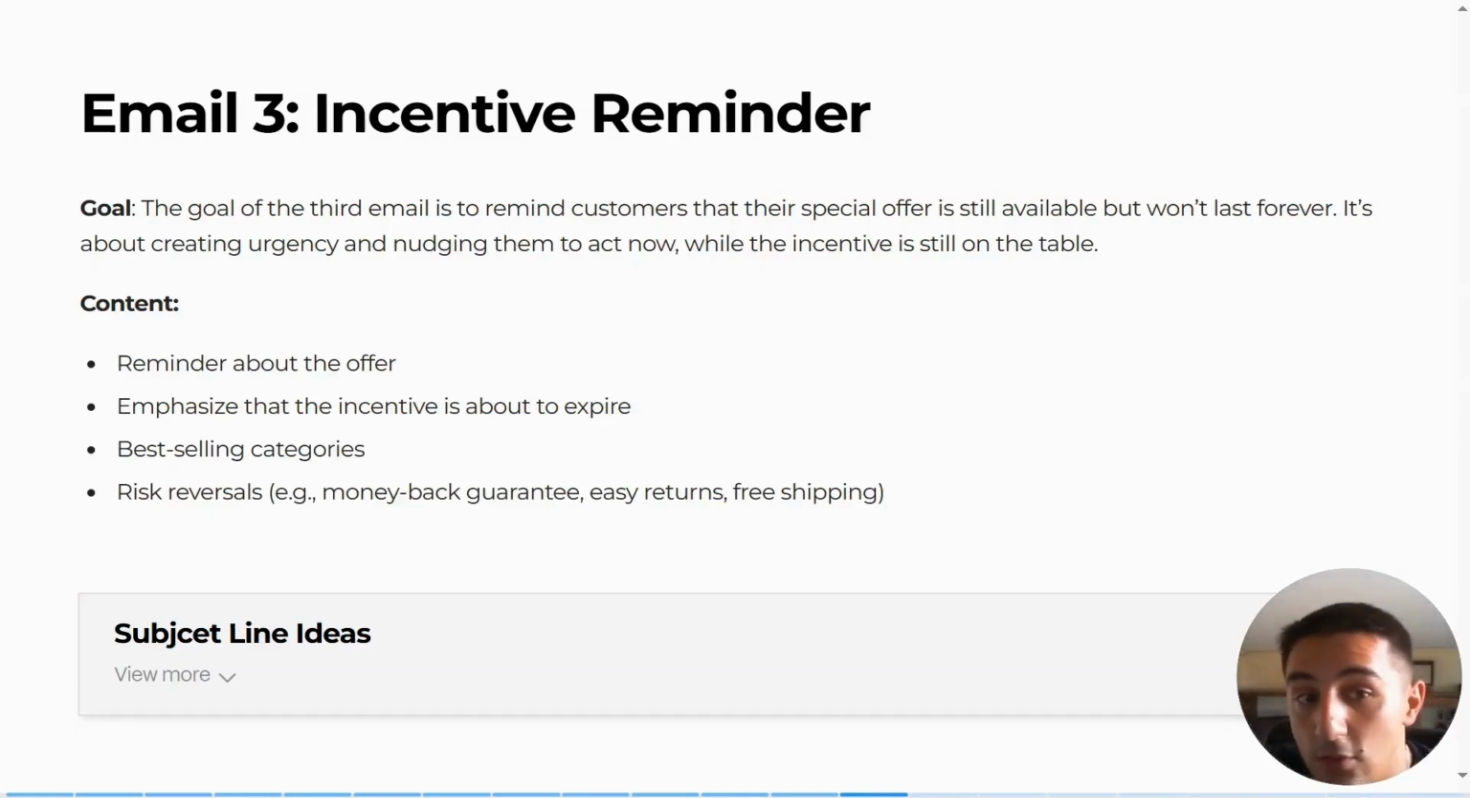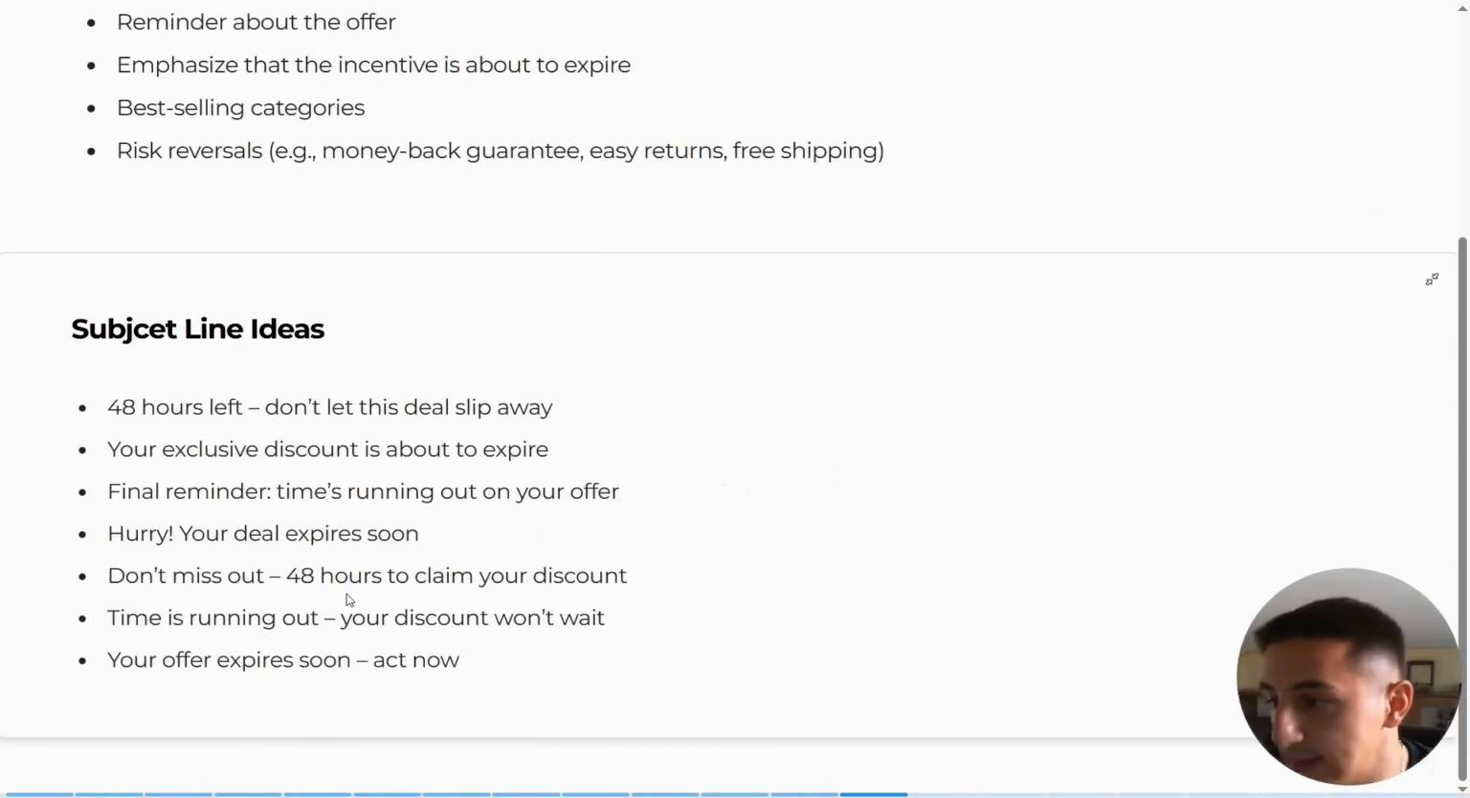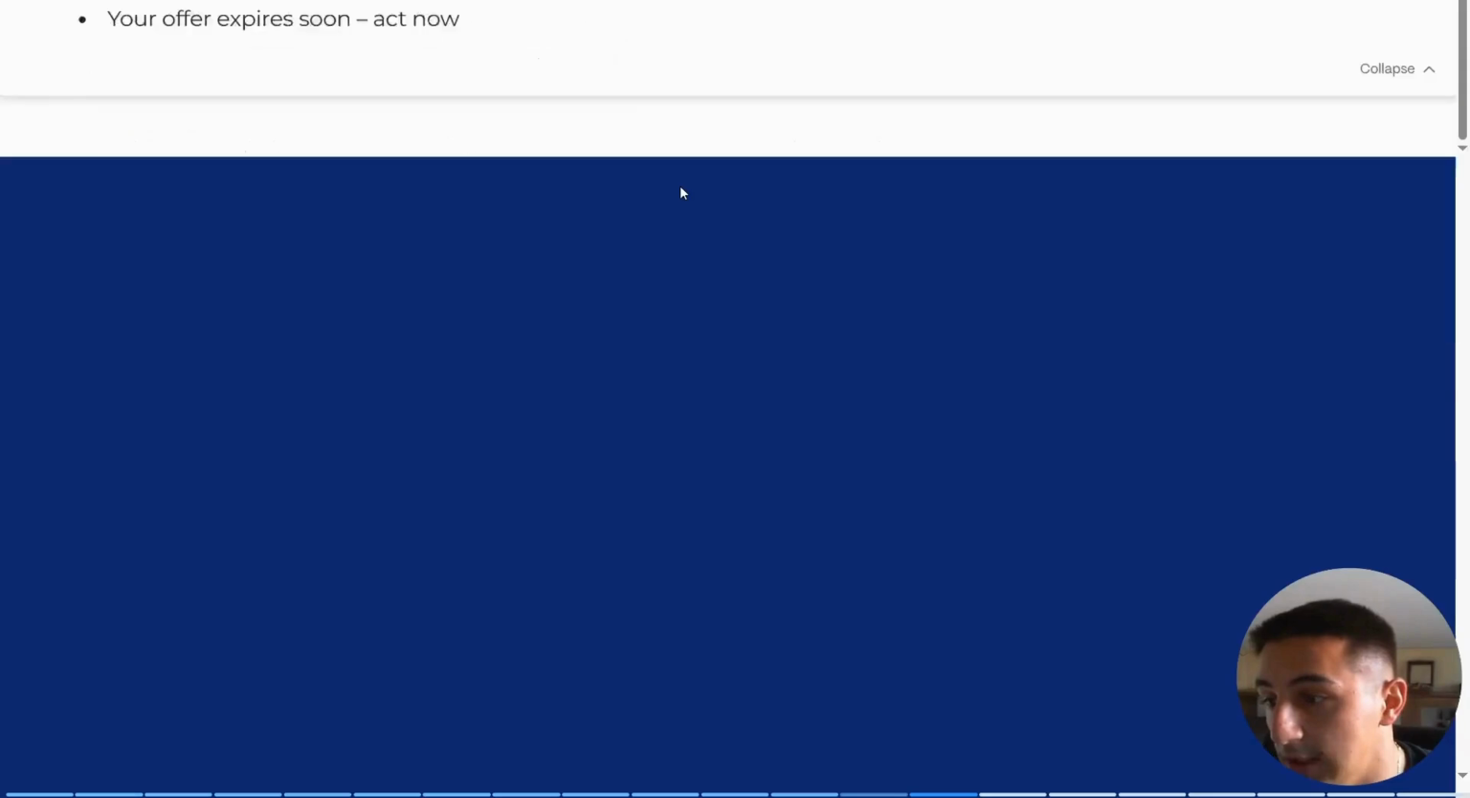And that is also a good place to add risk reversal. So things like a money back guarantee, easy returns, or free shipping. Basically, you're removing excuses and making it as low risk as possible for them to come back. Now, in terms of subject line ideas, you can use any ones from these over here. And let's move on to email 4.